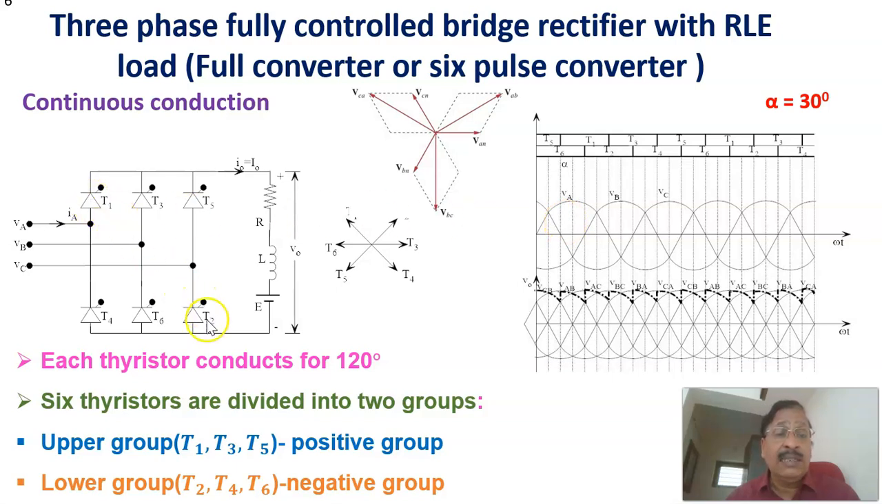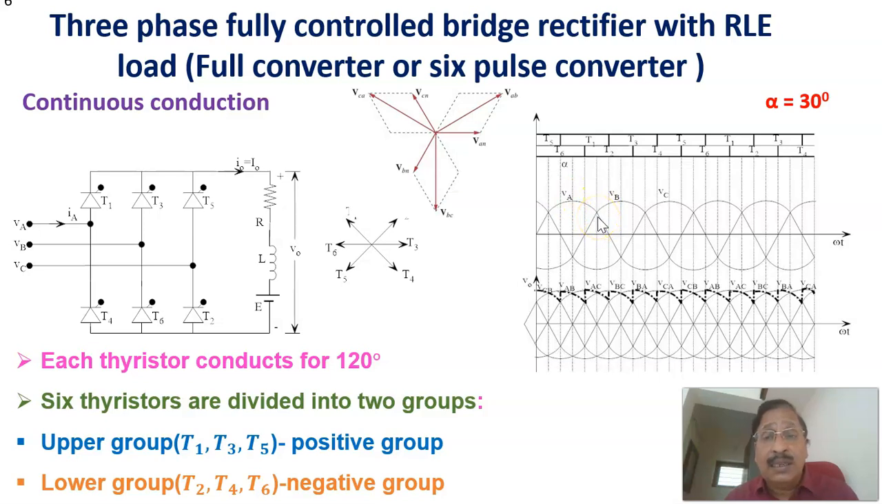When T1 and T6 are conducting, T1 means that phase A is coming here, and T6 is from T2, T4, T6, so phase B is coming here. Therefore, this voltage now becomes VAB. That is, the voltage across the load will become the line voltage VAB. From here it comes in VAB.